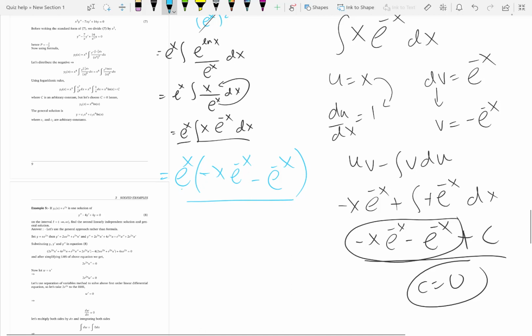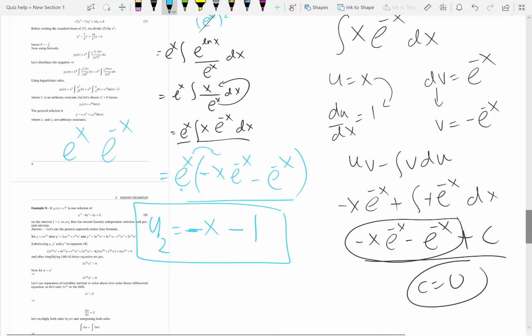Now deal with what you have outside that integral, the y1 term. So if you distribute, you get negative x e to the x times e to the negative x. What should you get? Well, you have to add the exponents, right? x plus negative x is 0. e to the 0 is 1. Okay, so this term is 1 times x, minus, this is also 1, right? e to the x times e to the negative x is 1. All right, this is y2. Okay, so here's your y2, negative x minus 1.